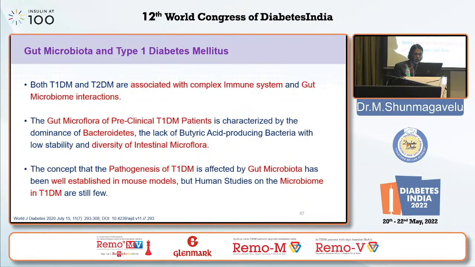The gut microbiota of preclinical type 1 patients is characterized by dominance of Bacteroides, that is, lack of butyric acid producing bacteria, with low stability and diversity of intestinal flora. The concept that the pathogenesis of type 1 is affected by gut microbiota has been well established only in animal models, but human studies on the microbiome in type 1 are still few.